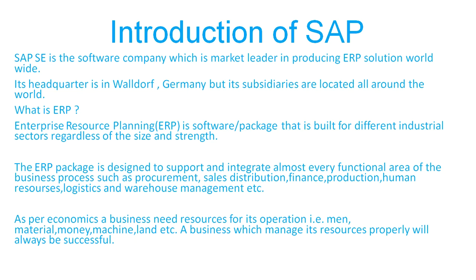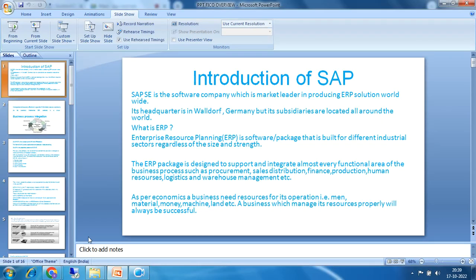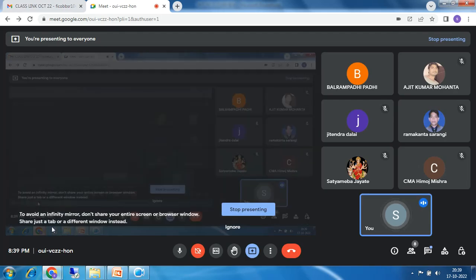SAP SE is the company. The headquarters is in Walldorf, Germany, and it has subsidiaries located all over the world. So what is SE? SE is a suffix which is added after the name of the company. In India, normally in the case of companies we use the word limited or private limited, that is LTD or PVT LTD.